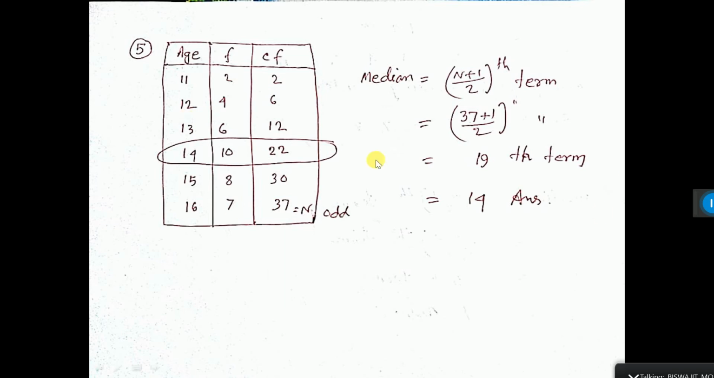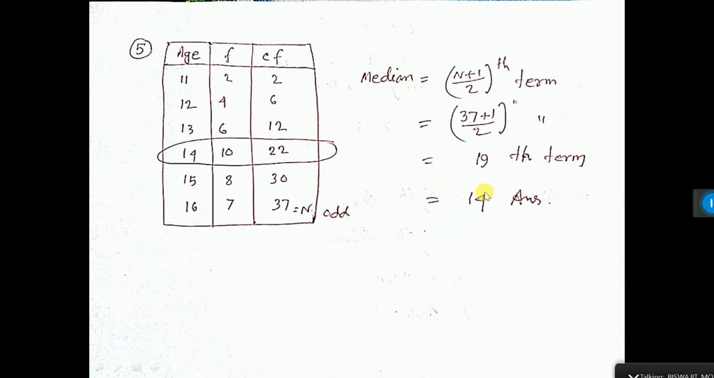Then the formula: since here n is odd, the formula is the (n plus 1) by 2th term. That means 37 plus 1 by 2th term, that is 38 by 2, that means the 19th term. Then where is 19 falling? See here, after 12, 19 is falling. That means the 13th term is here, the 14th term also here, up to the 22nd term, it is there only. So the 19th term is falling here, and the corresponding age is 14. So this 14 is the median.